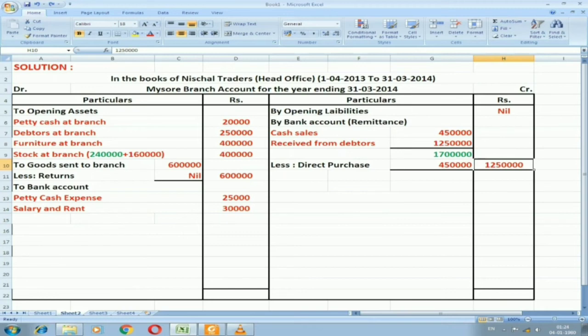If not, you can also record that entry on the debit side under bank account in the name of direct purchase with the amount. Both ways are correct and you will get the correct answer also.